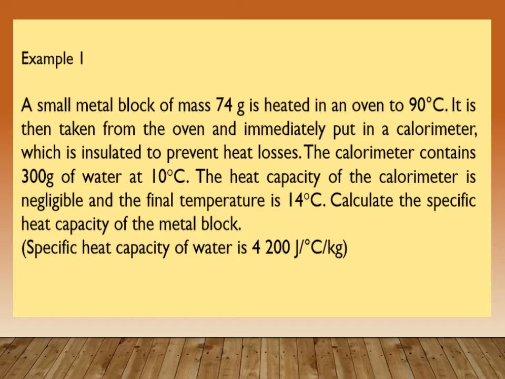In example 1, we have a small metal block of 74 grams and it is heated in an oven to 90 degrees Celsius. It is then taken out and immediately placed in a calorimeter. The calorimeter contains 300 grams of water at 10 degrees Celsius, and the final temperature of the water and the metal comes to 14 degrees Celsius. The question is asking us to calculate the specific heat capacity of the metal block.